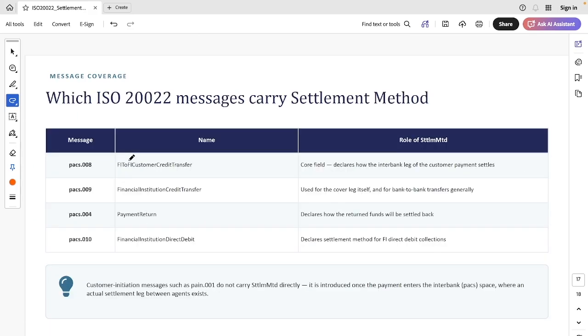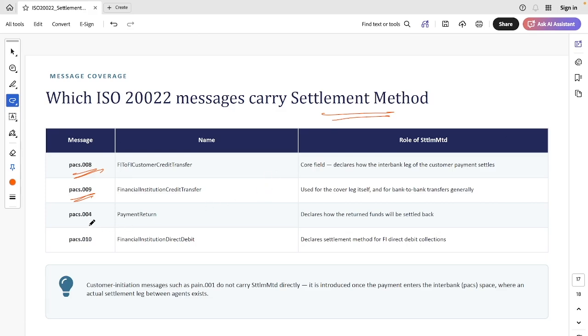Okay, now let us understand which ISO 20022 messages carry the settlement method. The first and most important message is pacs.008. Pacs.008 is used for FI to FI customer credit transfer. It carries a settlement method for the interbank leg of a customer payment. Then pacs.009 is used for bank-to-bank payments and also for the cover leg of cover payments.